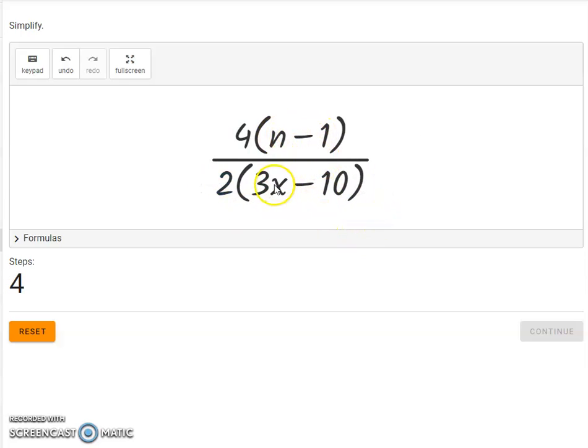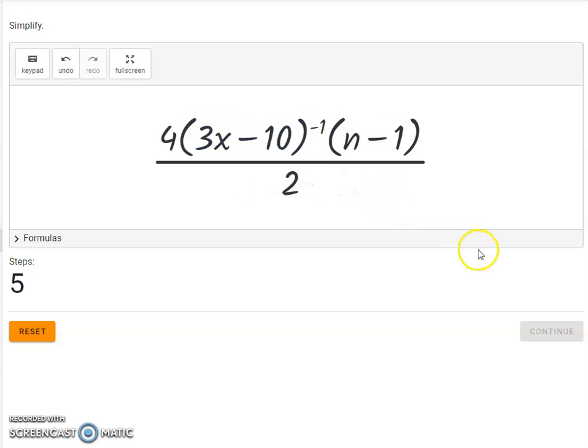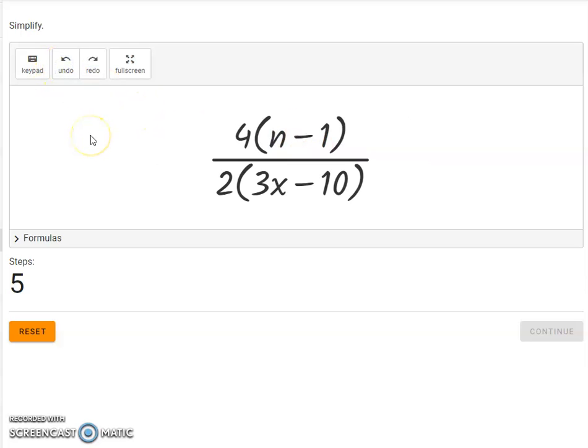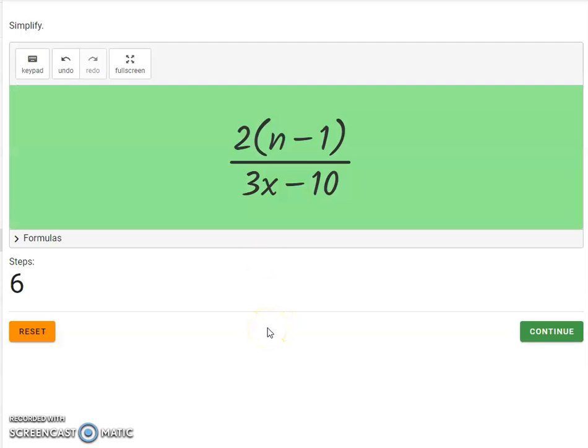So the n minus 1 and the 3x minus 10, if I put one on top of the other, for example, it's actually not going to do anything in terms of simplifying it. It'll just put this 3x minus 10 to a negative 1. So again, you can't just put a subtraction problem on top of another one and expect that that's going to simplify it. They have to be the same thing. But I can do 4 divided by 2, which is 2.